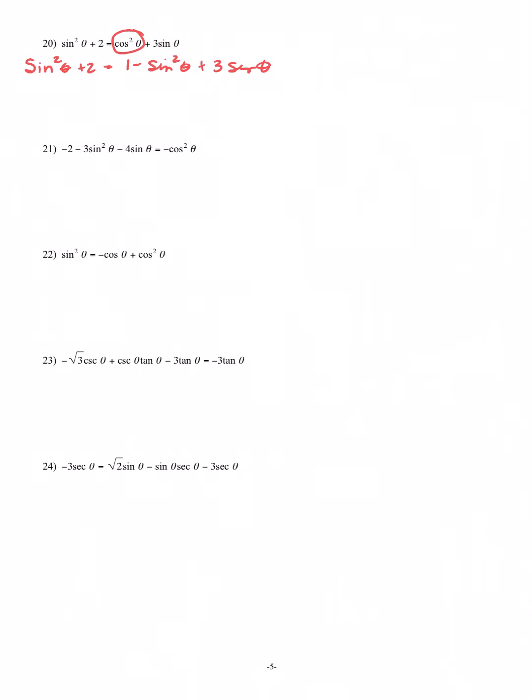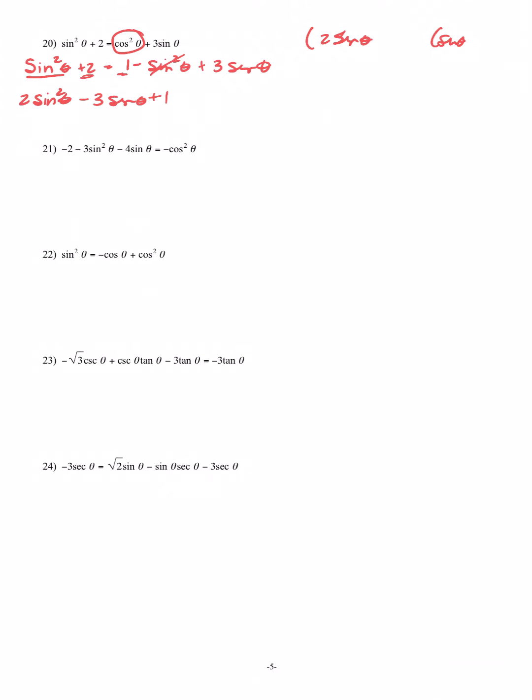Now I'm going to move everything to the left. Well, when I move that negative sine squared of theta to the left, it becomes a sine squared of theta. With this sine squared of theta, we're going to have 2 sine squared of theta, minus 3 sine of theta. And then you have the plus 2 minus the 1 would be plus 1. And when you factor that, you would get 2 sine of theta and sine of theta.